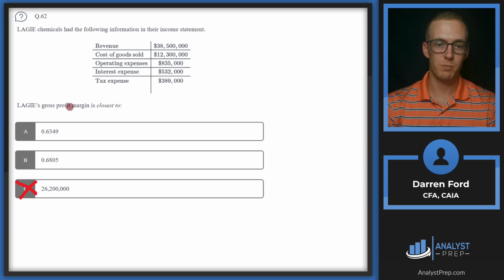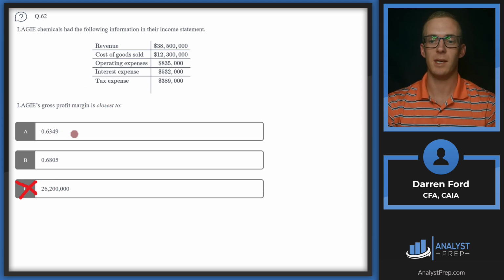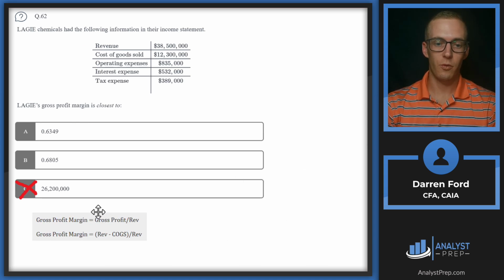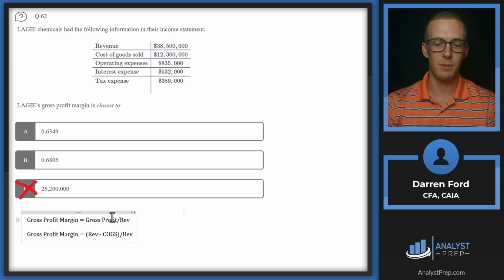If it was gross profit, then we would be looking for a number, hopefully a big number like that. But since we're looking at the margin, we know it's going to be a decimal or percentage. So let's pull in that gross profit margin formula here. Gross profit margin is going to be gross profit over revenue. And gross profit can be broken down into revenue minus cost of goods sold. So it's essentially what we're selling our inventory for over what we paid for it.